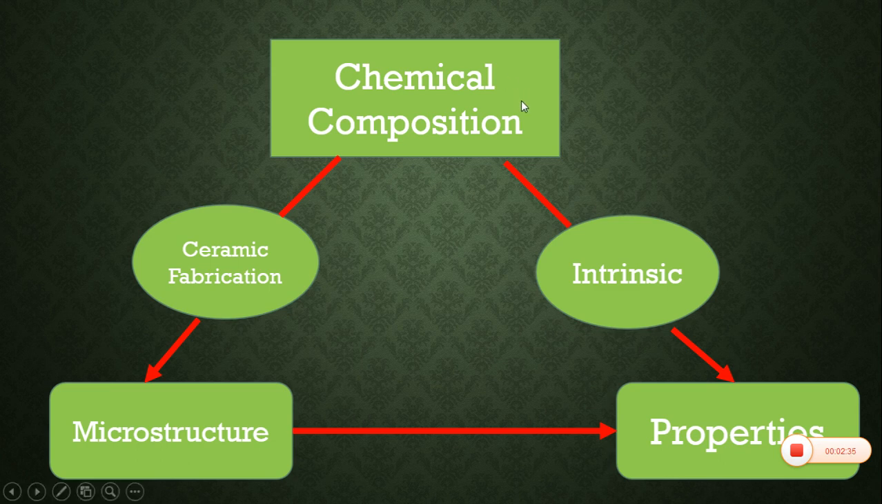The other thing which is very important is the properties. Properties of a ceramic play an important role in determining the application of fabricated ceramics. It is important to distinguish between the intrinsic properties of a material and the properties which are dependent on microstructure, as the properties of a material are a combination of both.